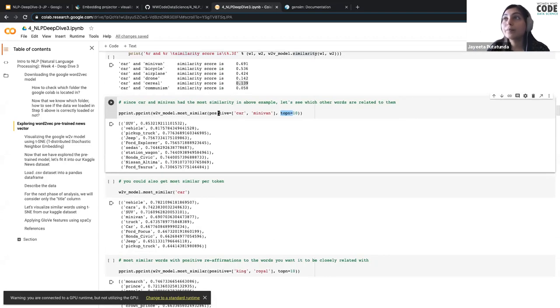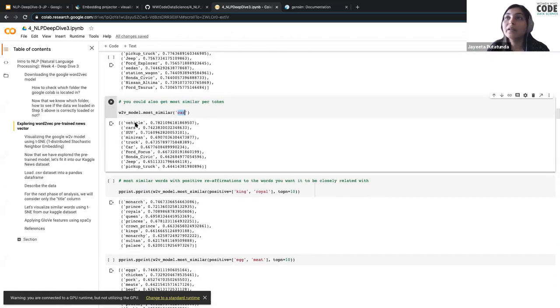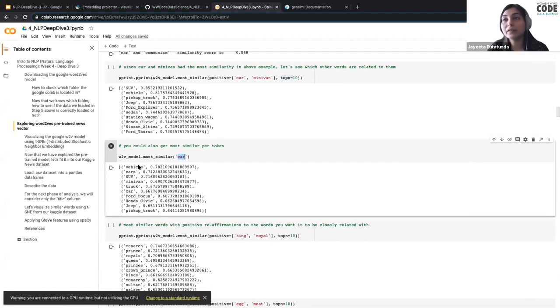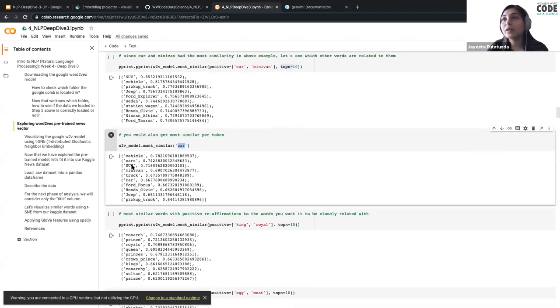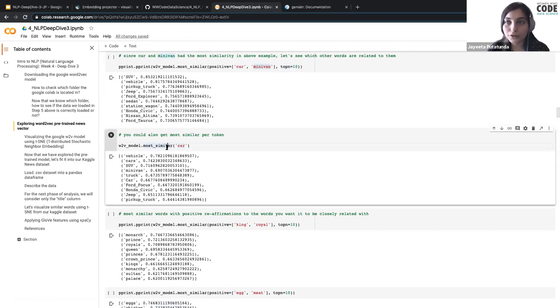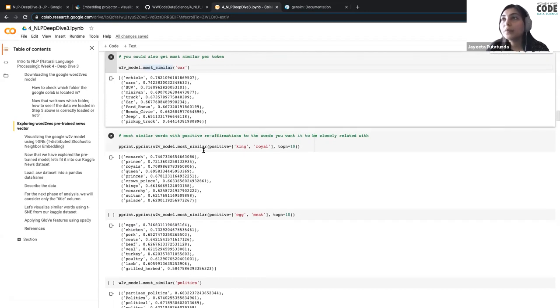If you do not want to pass any positive word and just want to know what's most similar to the word car, then you would see some overlap from the two sections, but there's vehicle, there's car, and there's also some other like truck, which didn't come up in the first one where we had a positive reinforcement of minivan, because truck is definitely not a minivan. But it did come up when we are only broadening our search and not looking into minivan and the specific terms of it. So these are some of the other examples that I just wanted to highlight.